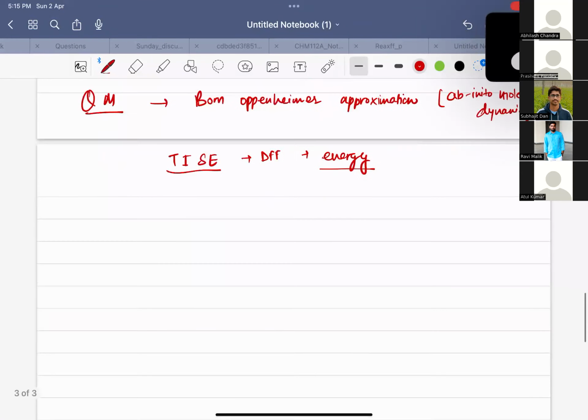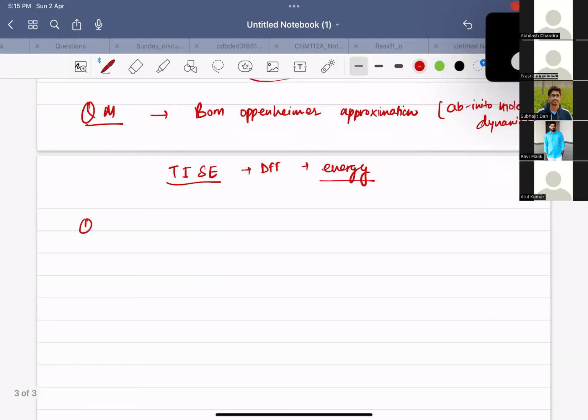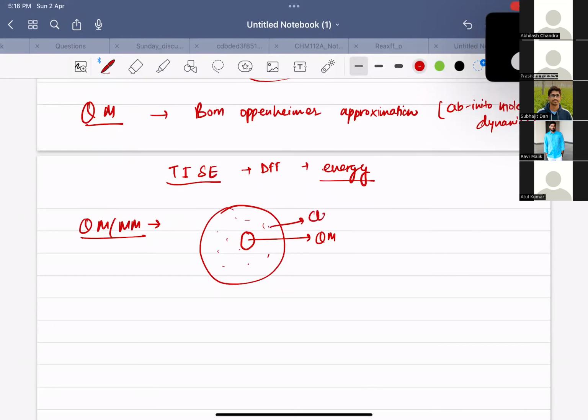We have another method, which is the QM/MM method, the quantum mechanical molecular mechanics method. If you have a very large system, you can choose part of your system and treat that part quantum mechanically, and the rest of the system is treated classically.